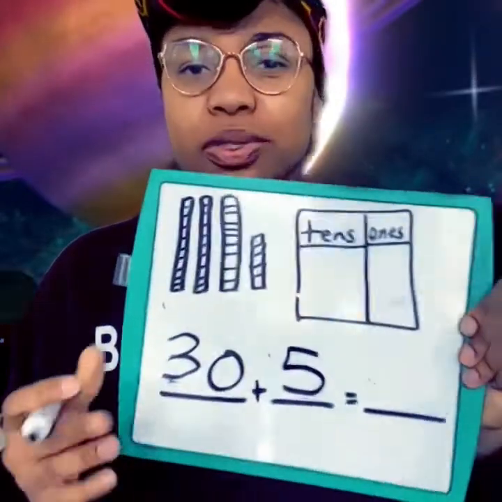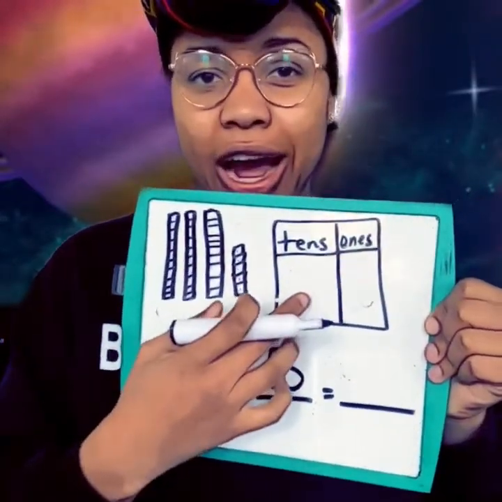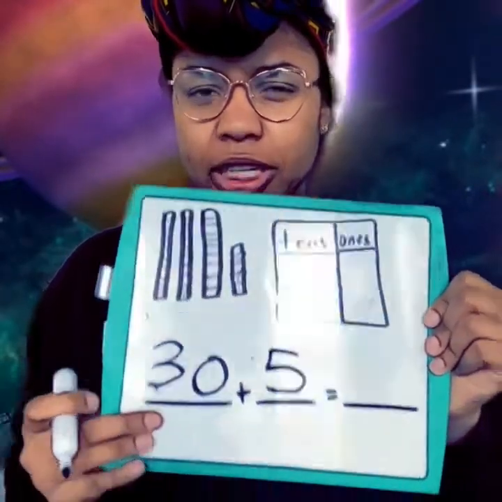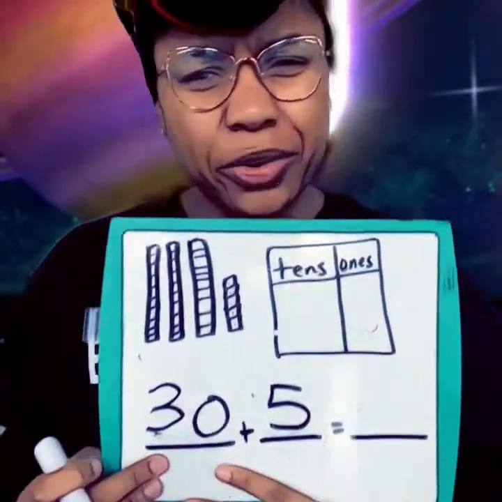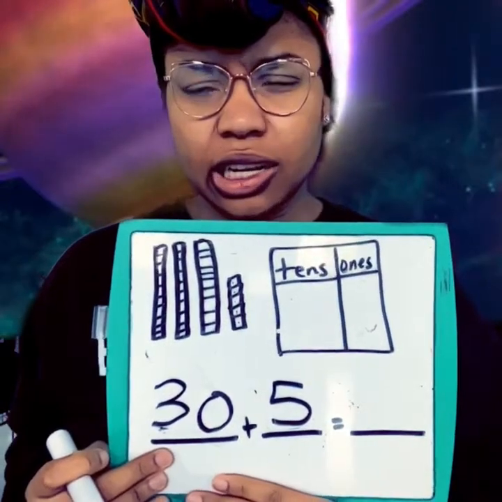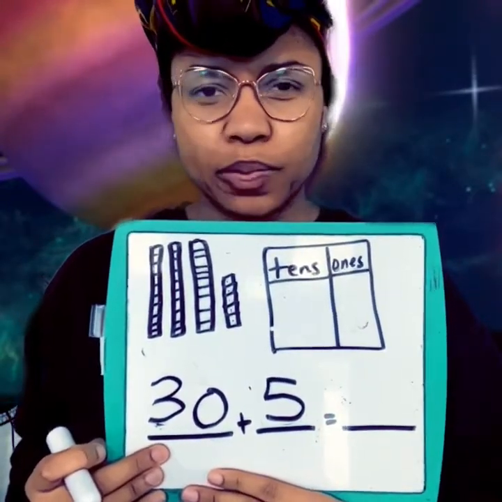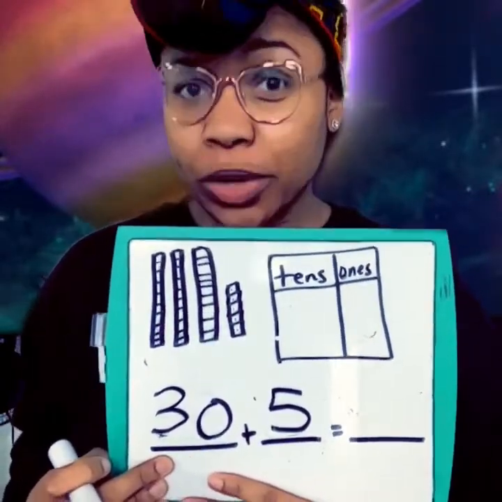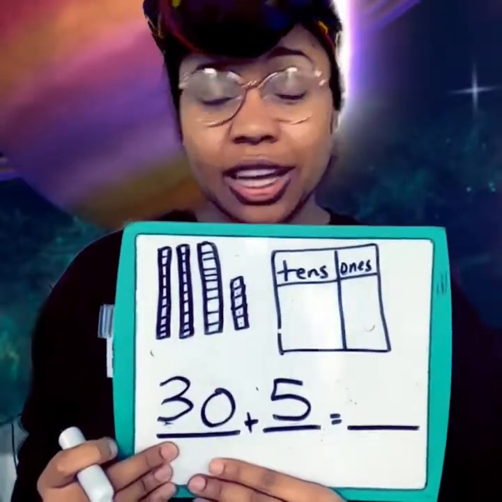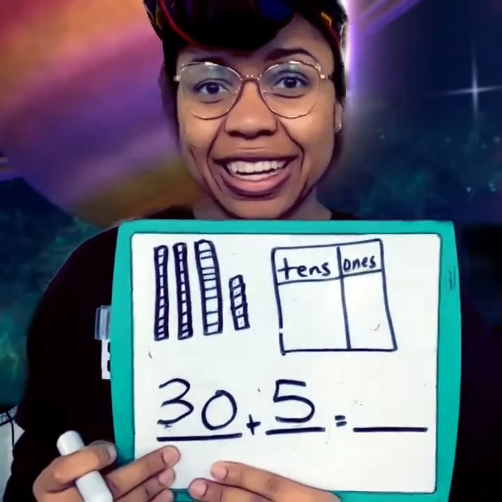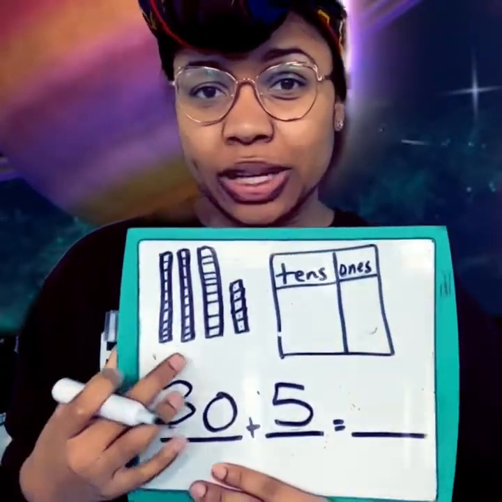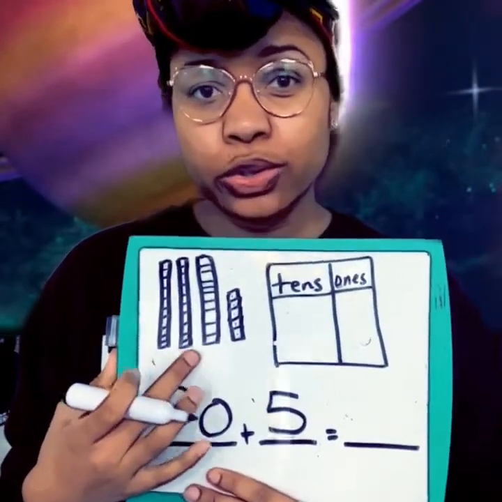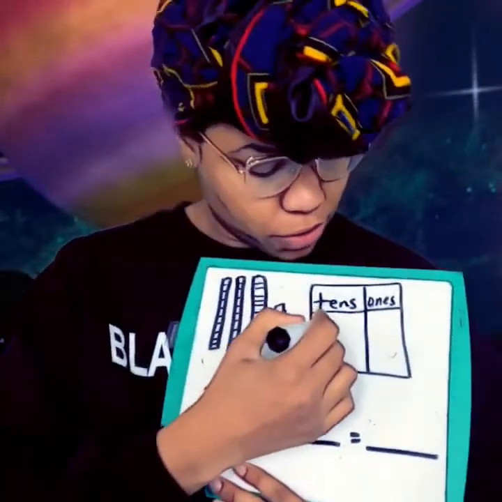So now let's use this information to fill out our place value chart. I have 30. How many groups of 10 are in 30? Did you say 3? Then you're correct. There are 3 groups of 10 in 30. And we can see that with our 3 ten sticks. We have 10, 20, 30, or 1 group, 2 groups, 3 groups of 10. So I'm going to write a 3.